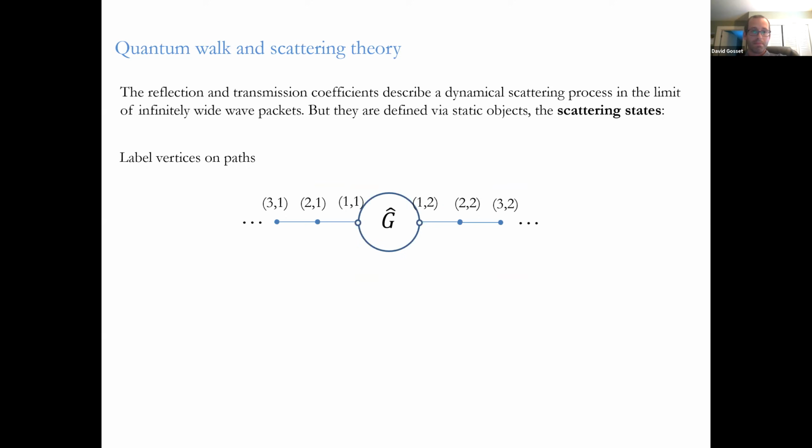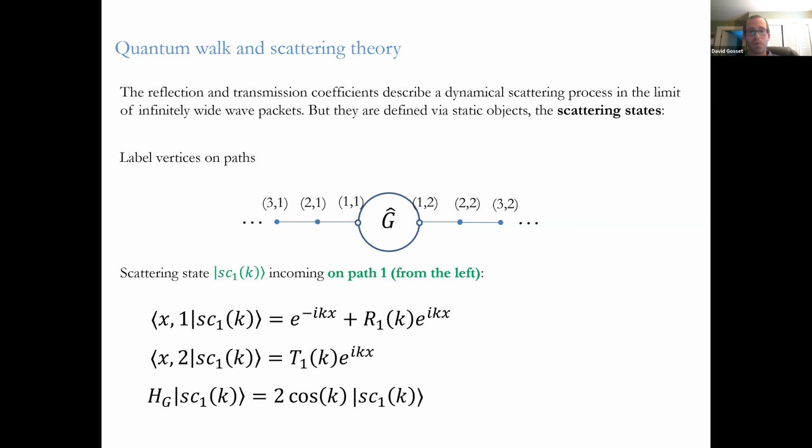Okay, so to do that, it's going to be convenient to label the vertices on the paths. So we can label the path on the left, path 1, and the path on the right, path 2. And then going out from the graph, we're going to label the vertices by positive integers, 1, 2, 3, and so on. And so what do I mean by the scattering states? Well, in this situation, there are 2 scattering states for every momentum, one that comes in from the left and one coming in from the right.